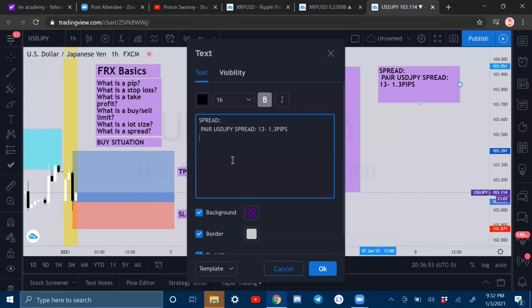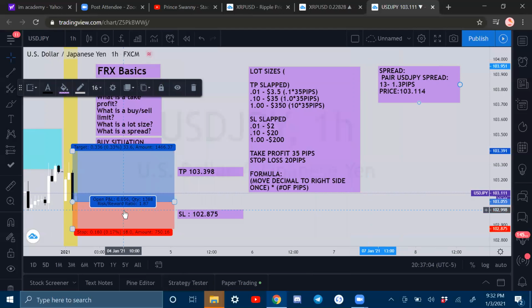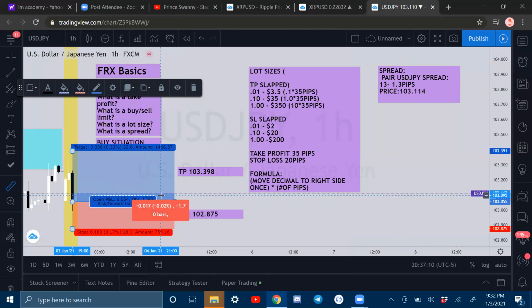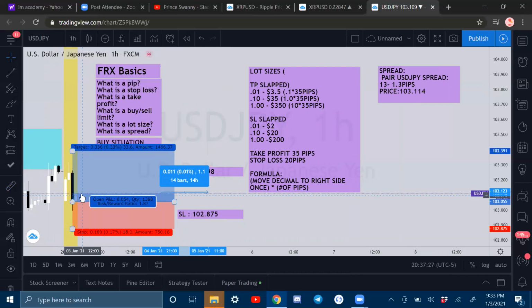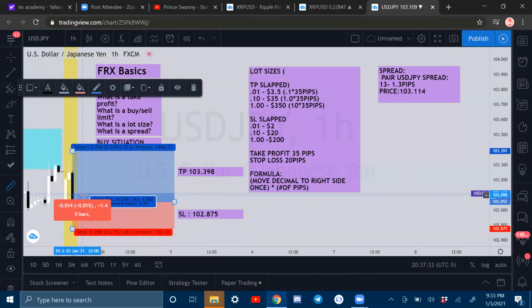Price 103.114. Okay, so the spread is 1.3. Let's say you're going for a buy. The entry you would get is 1.3 pips higher, about there, just for example. 103.129 in the light blue number on the right side. So, let's say you entered a sell. Let's say you wanted to sell the market. It would enter you a little lower, 1.3 lower.